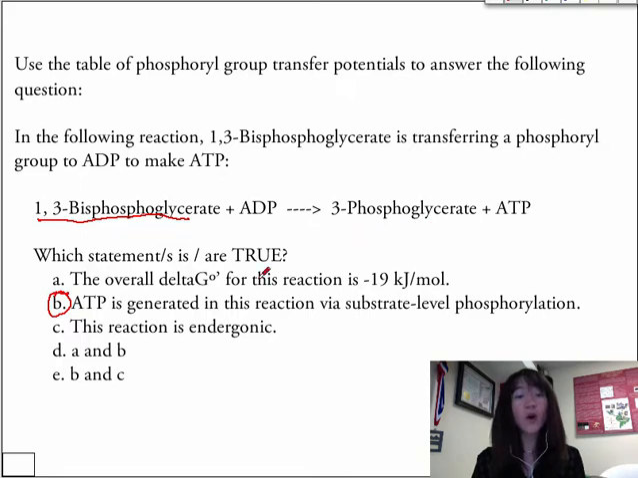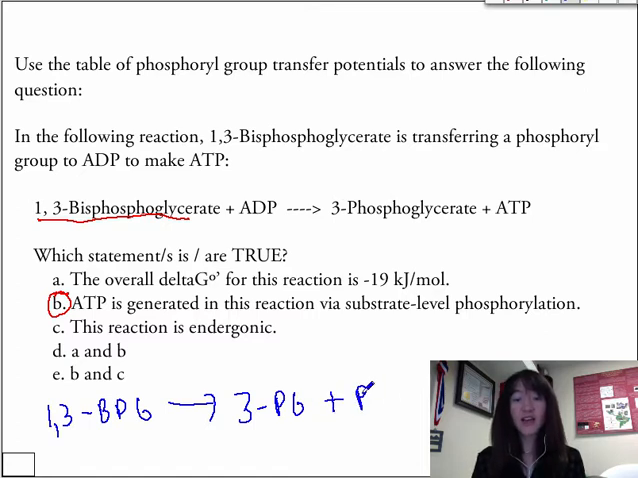So now we want to know what is the overall delta G for this entire reaction based upon the delta G's that we already know from the tabulated values. So let's write down the two pertinent reactions. 1,3-BPG is going to 3-PG, just abbreviating, plus an inorganic phosphate. So that's the inorganic phosphate that's getting transferred onto ADP. So here's our other pertinent reaction. ADP plus Pi is going to yield, yay, you got it, ATP.